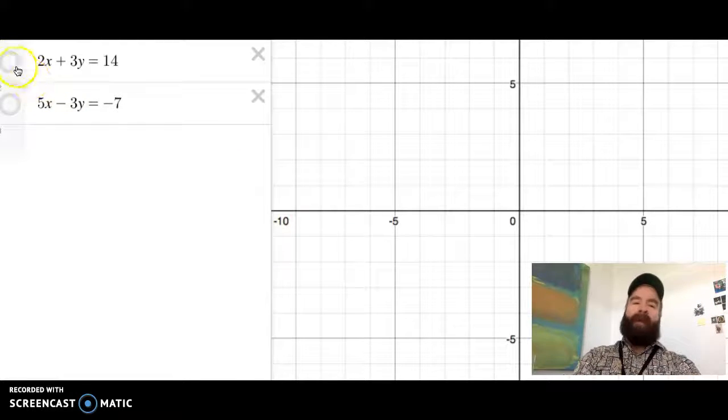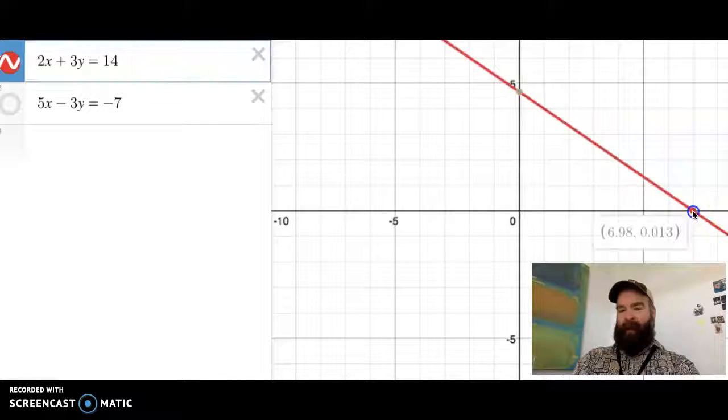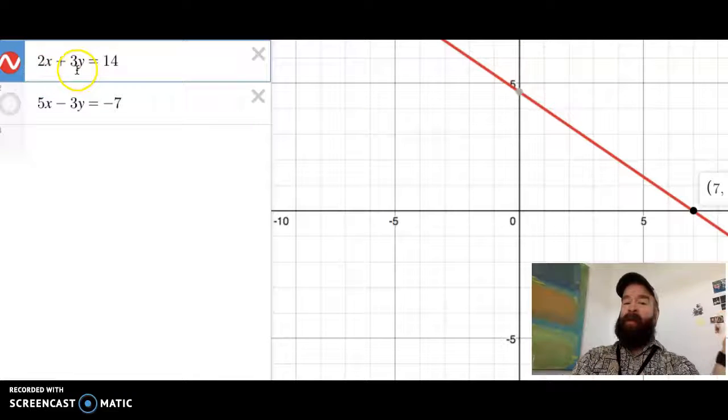So if I look at this first equation, 2x plus 3y equals 14, this is a line, right? It's made up of a series of infinite points. So the reason those points are on the line, let me click one here. That's (7, 0). If I plug it into the equation, it makes the equation work. 2 times 7 is 14. 3 times 0 is 0. 14 plus 0 is 14.